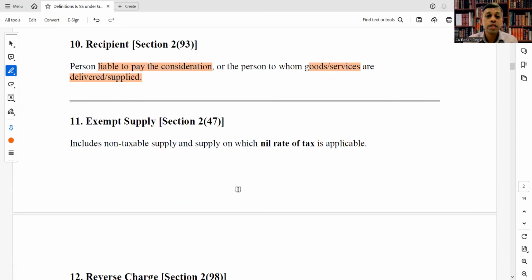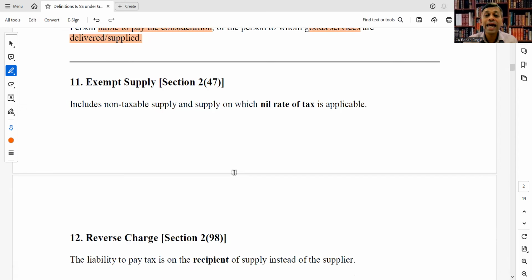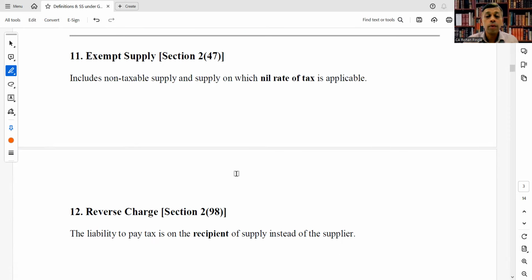Section 2, subsection 47, exempt supply. Very important. So we are discussing only the important definitions under the GST, which are useful for every accountant and every businessman to understand.